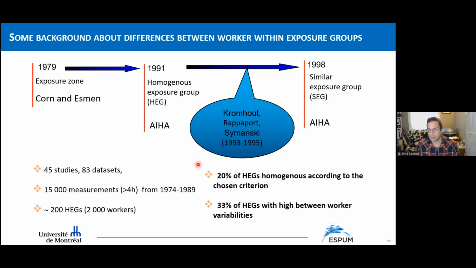And one of the consequences is that the AIHA group became more modest in naming, and so the groups are now similar exposure instead of homogeneous exposure.